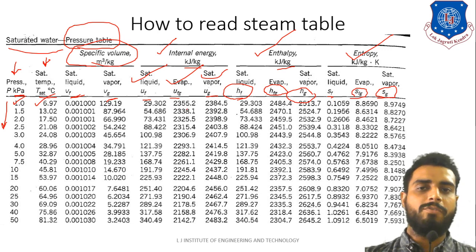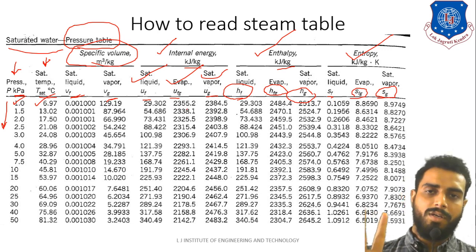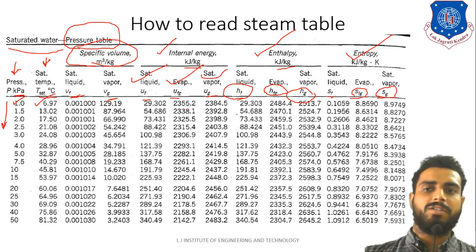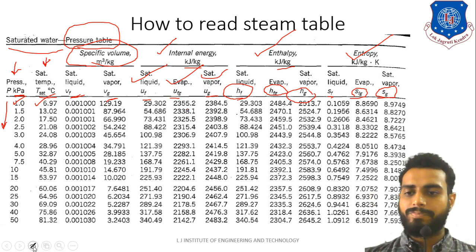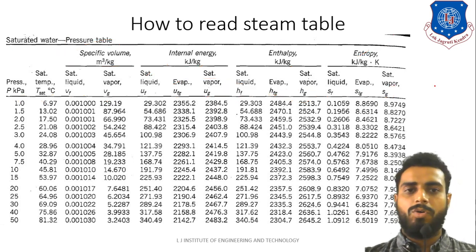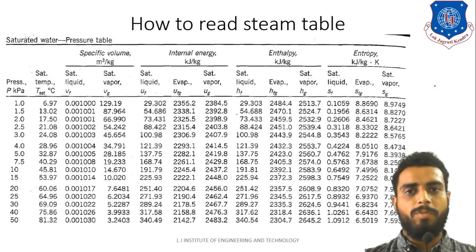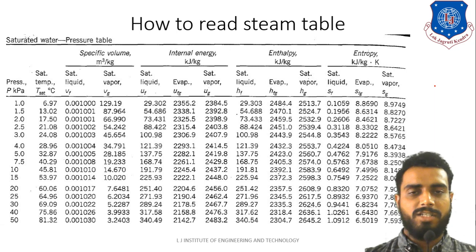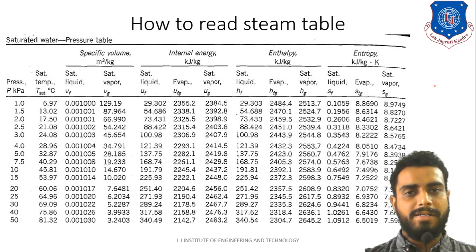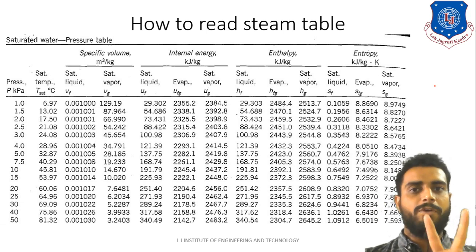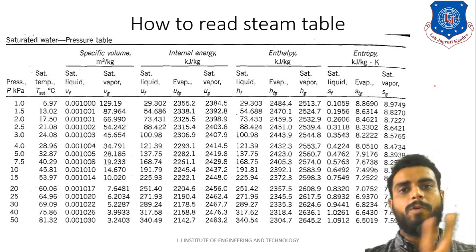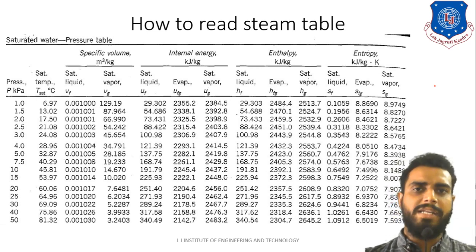So if you have two inputs, then you can easily identify the other conditions of that particular system. For example, you should have pressure and temperature, or pressure and dryness fraction. Then you can easily identify internal energy, enthalpy, entropy and specific volume of the given system. You should understand this concept, that you should have two inputs together to identify any property from the steam table.